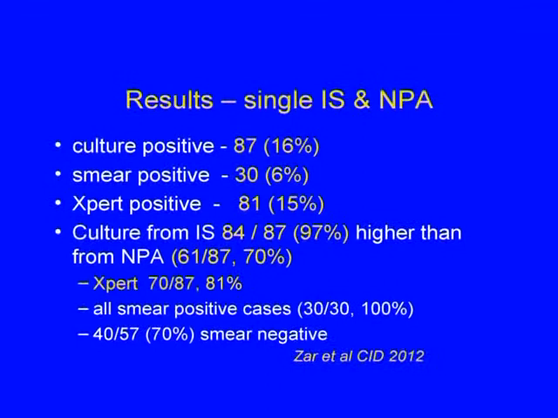The first point I want to make is that sputum was better for culture than nasopharyngeal aspirates. So you detected 84 out of the 87 cases, 97% of all the culture-confirmed cases, by sputum, and only 61 of the cases on nasopharyngeal aspirates, 70%. So if you're going to do culture, rather do induced sputum. And that makes sense, because we know the organism sits in the lower respiratory tract, and one would expect a higher yield from specimens coming from that.